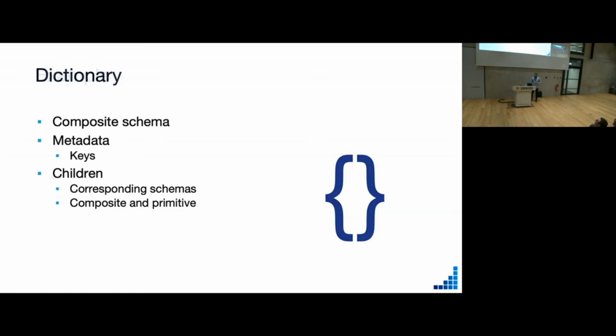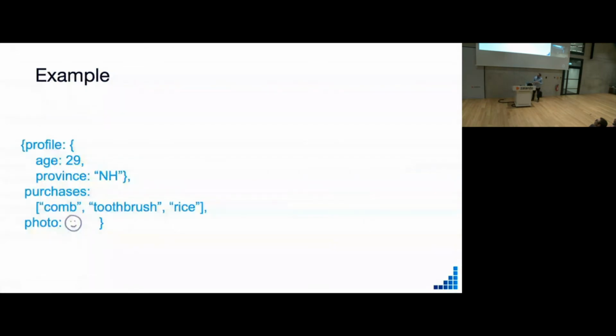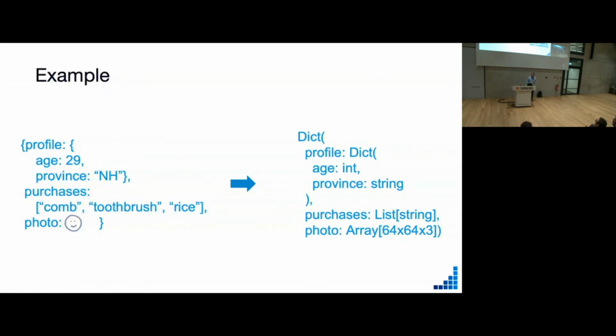I'll give a quick example of the dictionary that we saw before. So here we have the profile with the age and the province. We have these purchases, which includes the number of purchases, which might be a case at Zalando. And then here's the photo, which is this three-dimensional NumPy array. So we map this individual sample into a schema that looks like this, where we have this dictionary schema. Inside there's the key profile, which is another dictionary. This purchase is a list of strings, and this photo is a NumPy array.